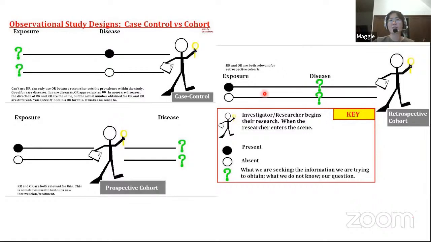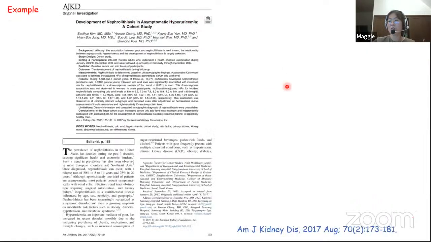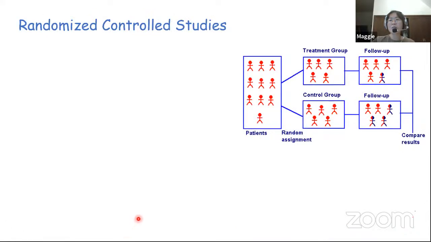Okay, this also shows an example of a cohort study, and you can download the paper after class. And next would be the randomized control studies.